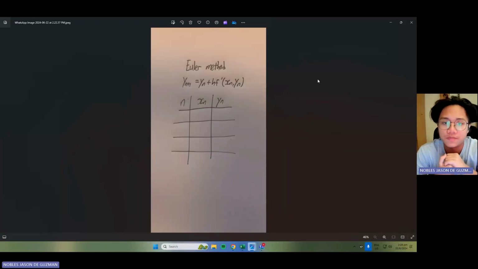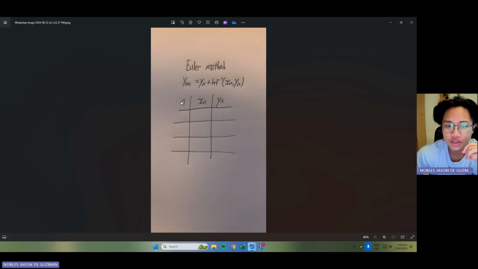We're going to be talking about Euler's method. So the equation for Euler's method is y_{n+1} = y_n + h f'(x_n, y_n). The h over here is the step size. Euler's method is basically using a graph, using a table to find an estimated value. So this is a table that you have to draw.